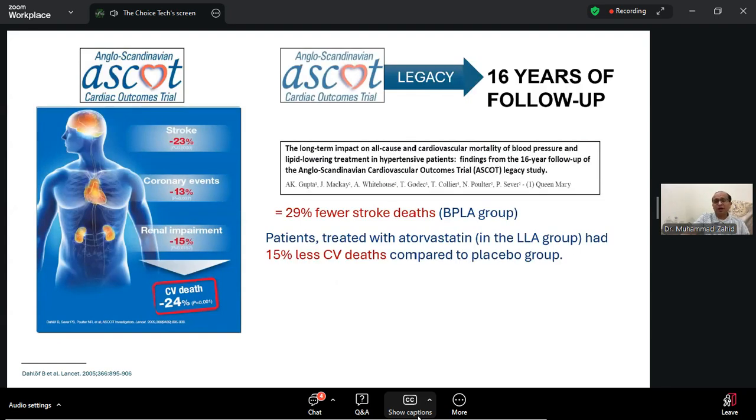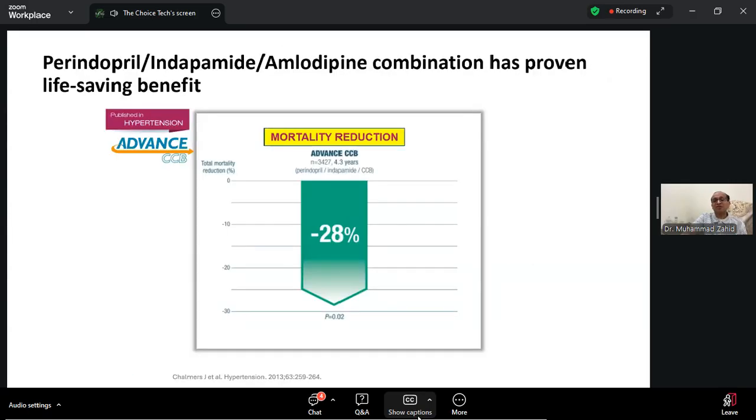They have followed up these patients up to 16 years, and they have noted 29% fewer stroke deaths. And in the same study, when atorvastatin is added to control the cholesterol, they noted that there is 15% less cardiovascular death compared to placebo. The ADVANCE trial does tell us that when we combine perindopril, indapamide, amlodipine, we get a relative reduction of 28%. That is beyond the blood pressure control.